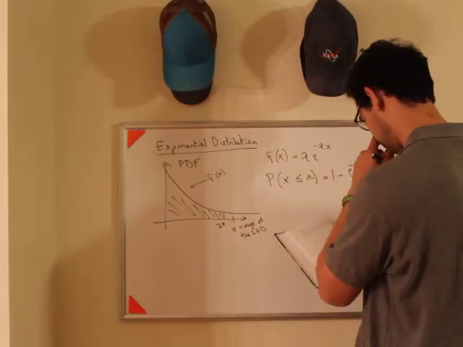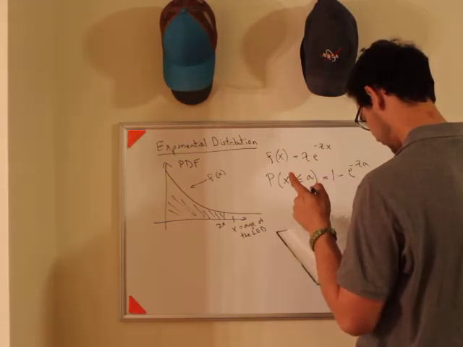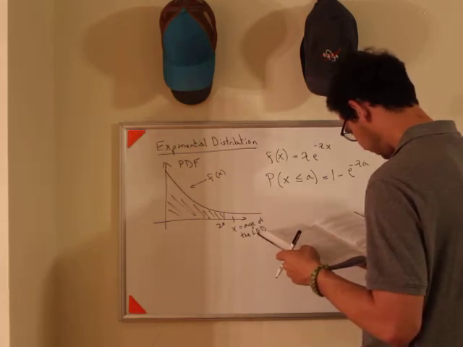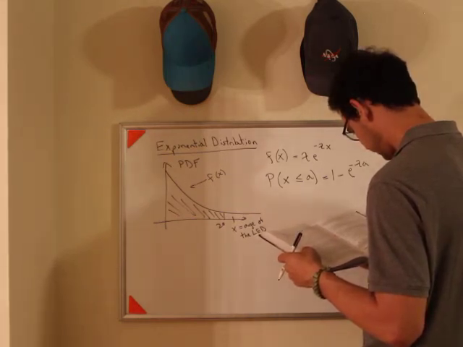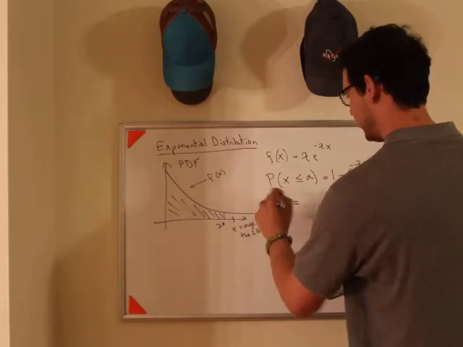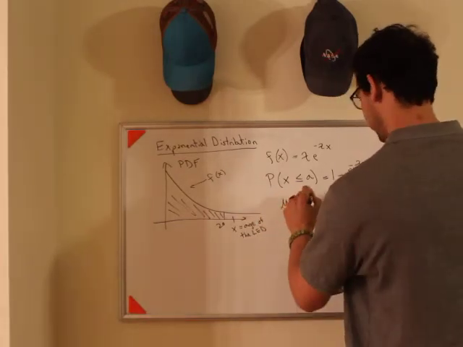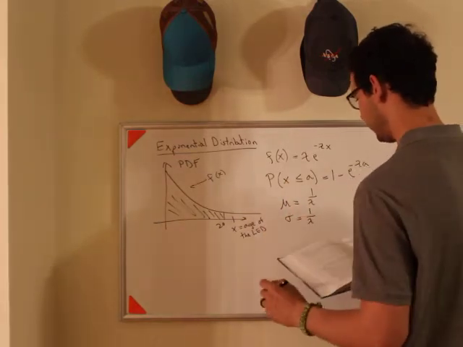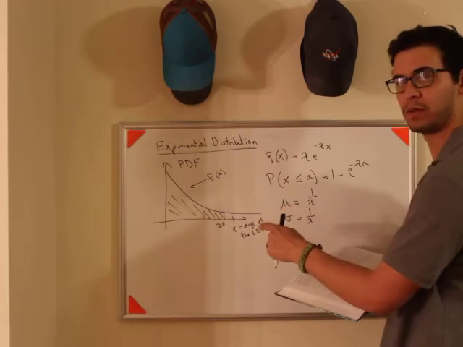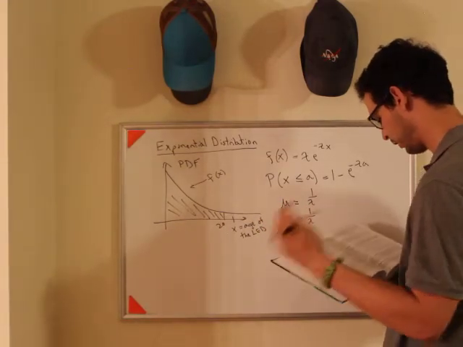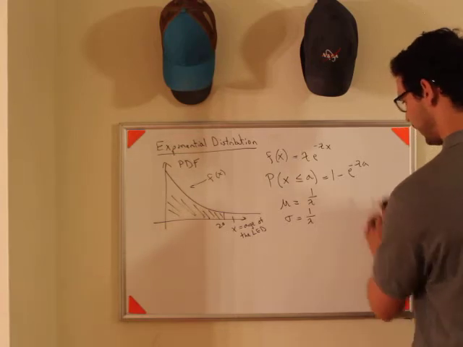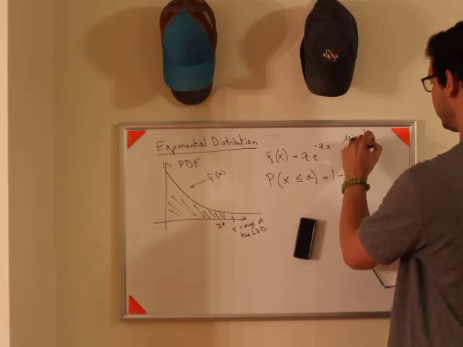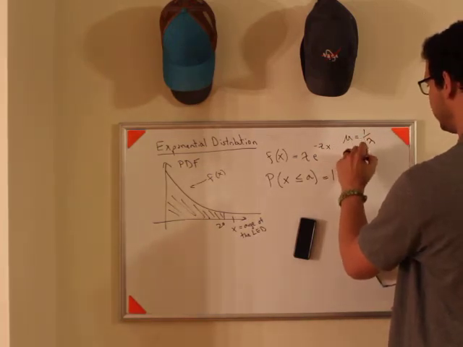And so what do all these variables mean? Lambda, that's a great question. What is lambda? Mu, the mean, is 1 divided by lambda. And what's interesting about this distribution is that sigma is also 1 over lambda. So if they give you the mean, you can compute lambda. Let's do an example problem here just to highlight how this all works out. So mu is 1 over lambda, and sigma is 1 over lambda.